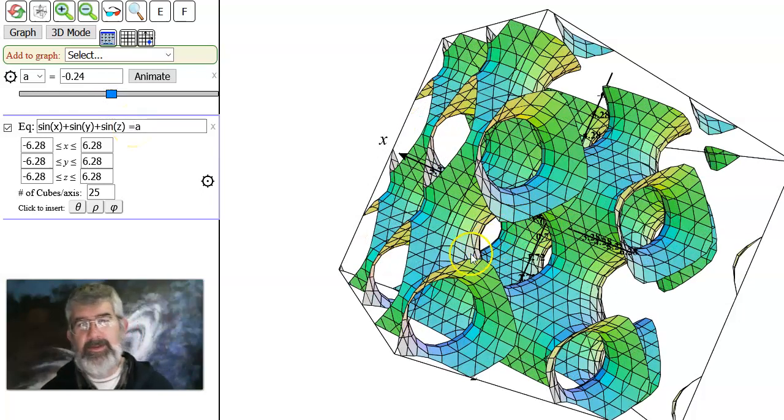CalcPlot 3D. It's a pretty versatile online 3D graphic tool. Anyway, there you go. There's contours of functions of 3 variables, trying to visualize what's happening with a graph in the 4th dimension. Enjoy.